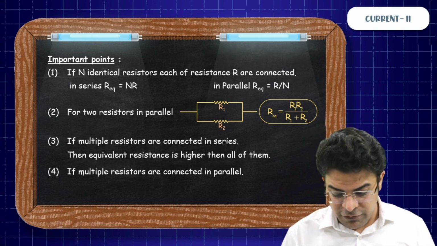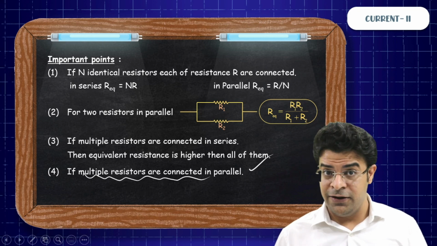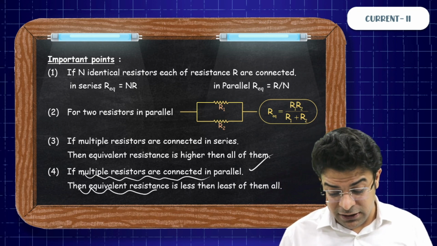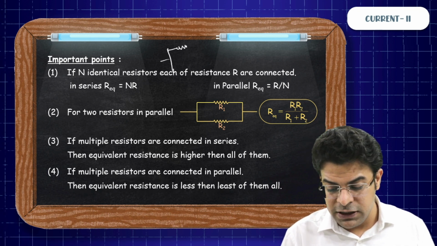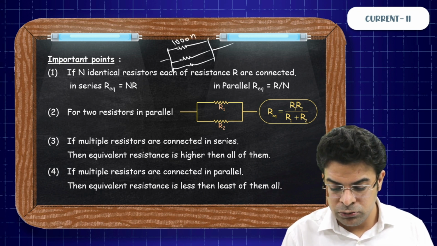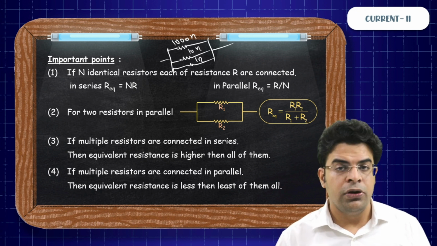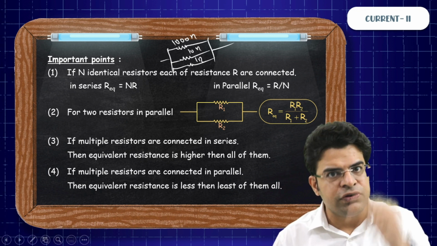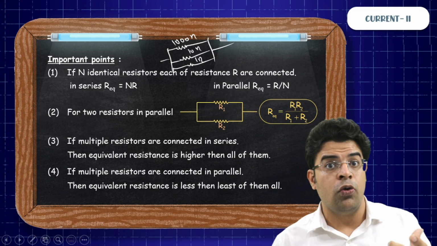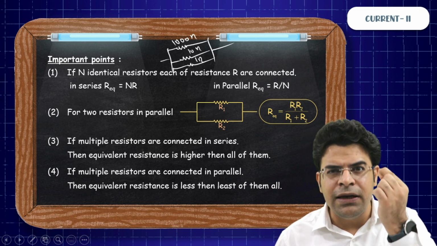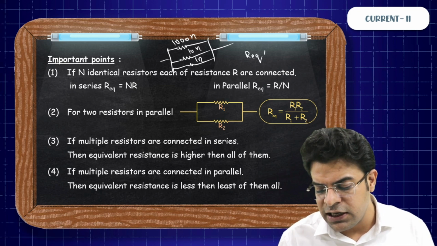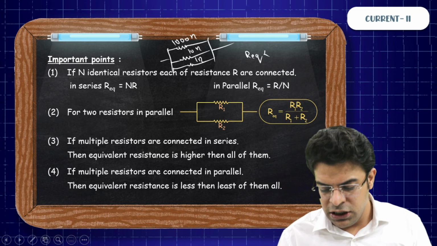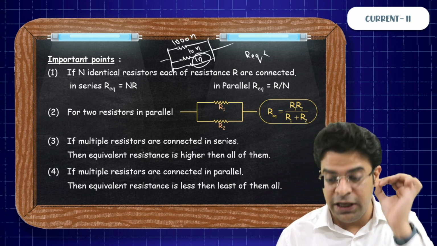Next point, if multiple resistors are connected in parallel, the equivalent resistance is less than the least of them. So if you have got multiple resistors of, let's say, 1000 ohm, 10 ohm, 1 ohm, when you find out the equivalent resistance of these three, it will come out to be even less than 1 ohm. It will come out to be lesser than the least of the lot. So I can say with 100% guarantee that the R equivalent of this whole combination has to be less than the least one of them. It will be even less than 1 ohm.